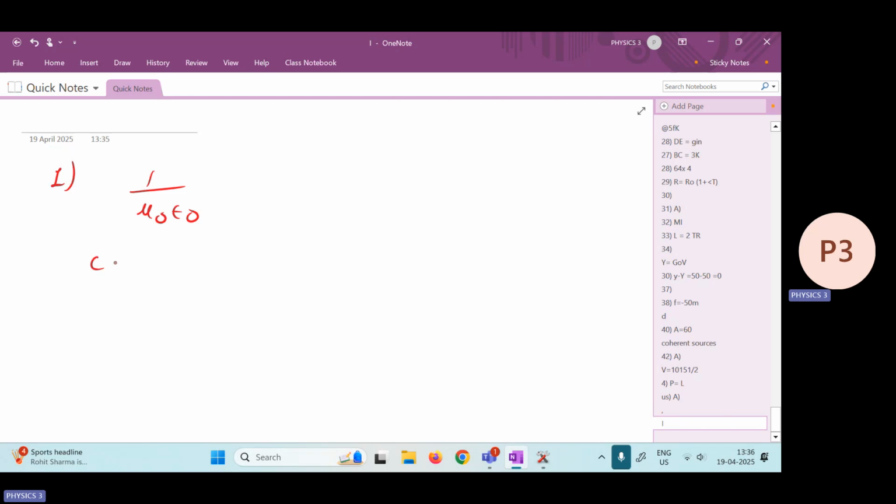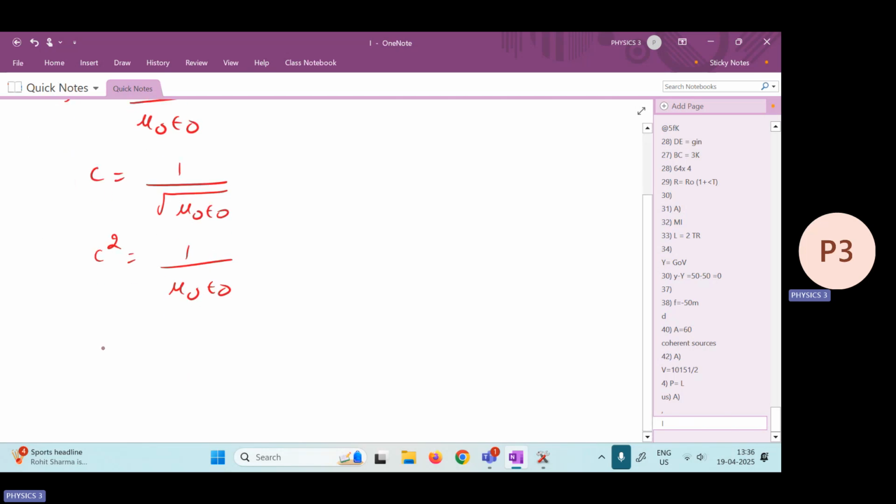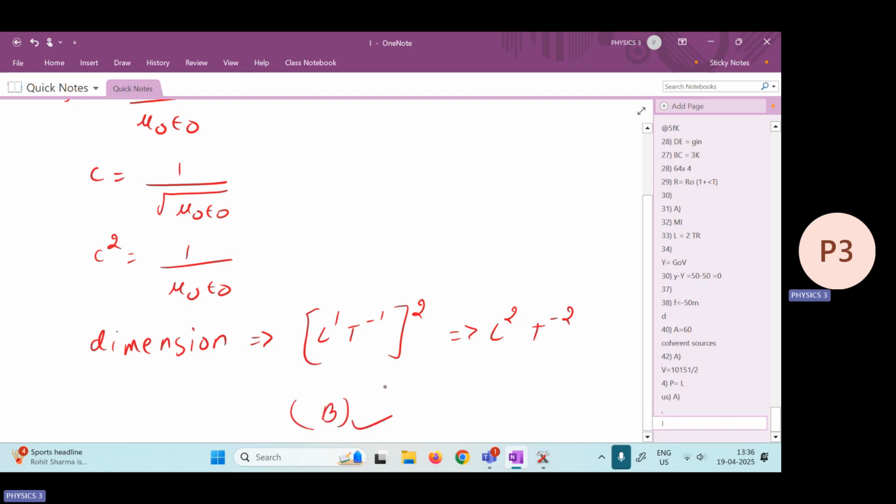Now we know that the speed of light c is 1 upon under root mu naught epsilon naught. So c square will become 1 upon mu naught epsilon naught. So 1 upon mu naught epsilon naught will have the dimension of c square. As c is the speed of light, its dimension will be L^1 T^-1. So its square will become L^2 T^-2. So option B will be the correct answer in this situation. Okay, now let's go to the next question.